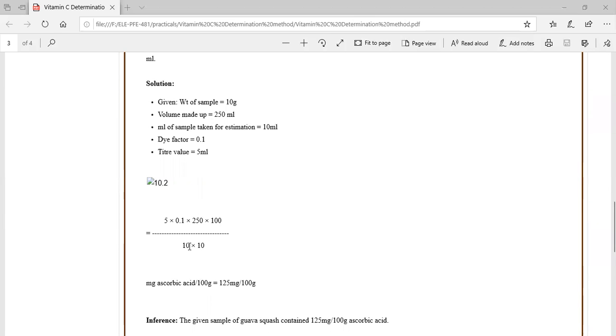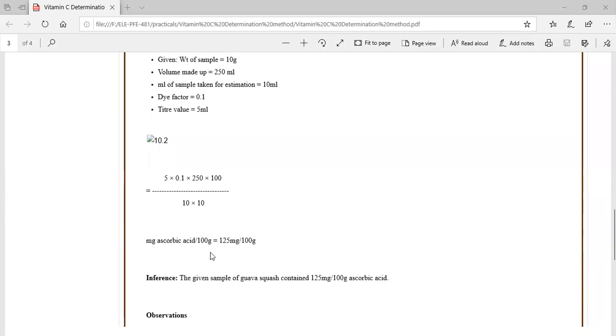By putting all these values in this equation, you can find the ascorbic acid content in milligram of ascorbic acid per 100 gram using the formula: titer value multiplied by dye factor, multiplied by volume made up, into 100, divided by the weight of sample and ml of the aliquot taken for the estimation. In this way you can find the ascorbic acid content in milligram per 100 gram of the given sample.